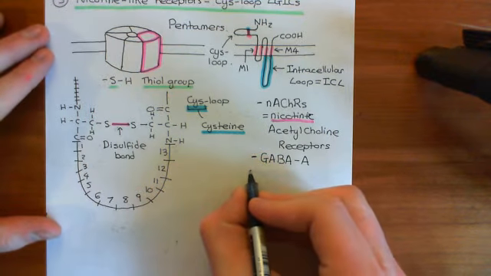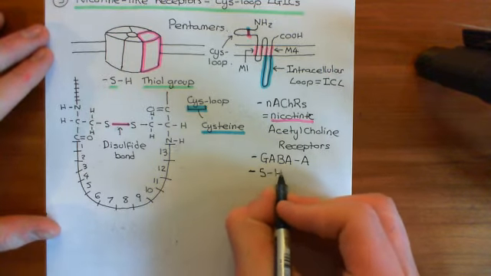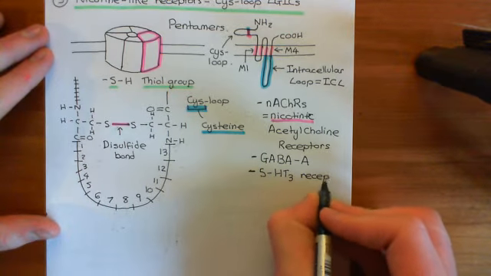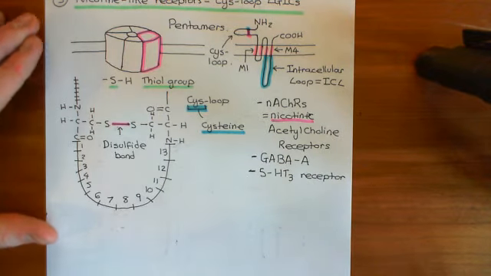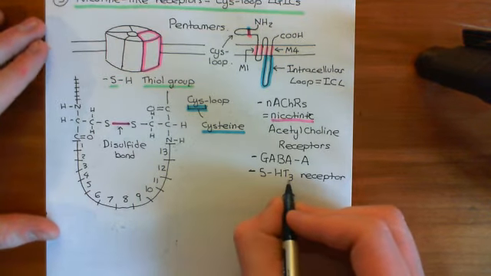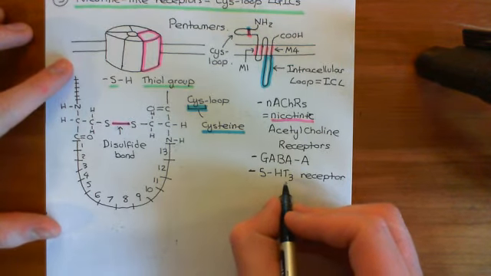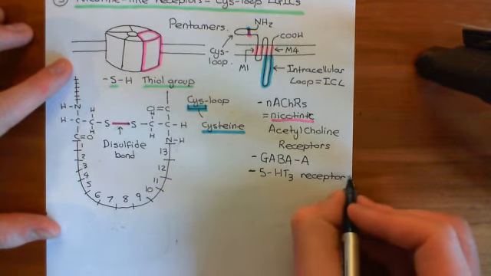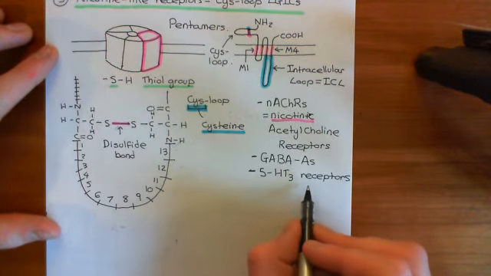Other examples of cis-loop ligand-gated ion channels in humans are the 5-HT3 receptors. There are a huge number of receptors for 5-HT, which is also called serotonin. Most of them are G-protein coupled receptors, but there is one family of serotonin receptors which are ligand-gated ion channels, within this family of cis-loop ligand-gated ion channels, and they are the 5-HT3 receptors. Again, there is not just one of them; there are multiple 5-HT3 receptors.